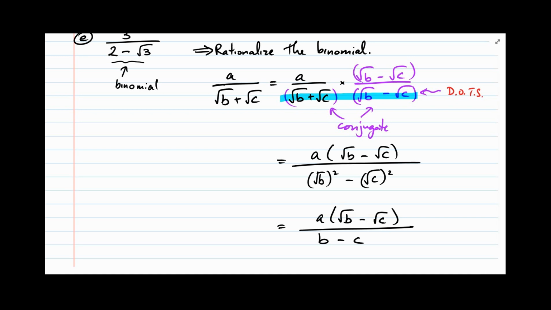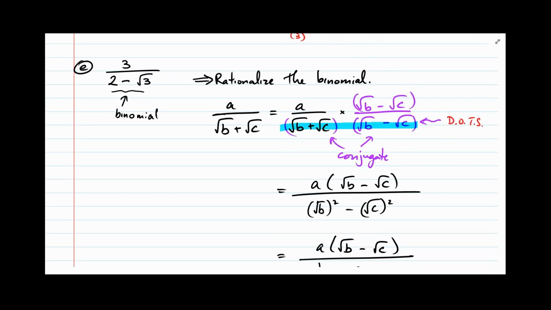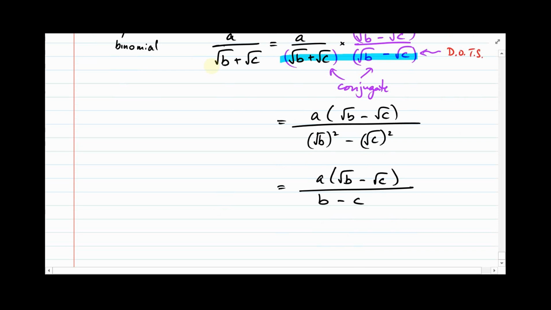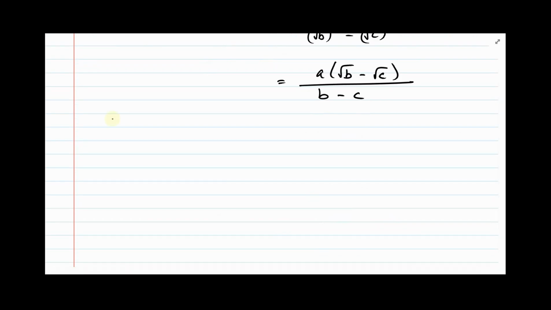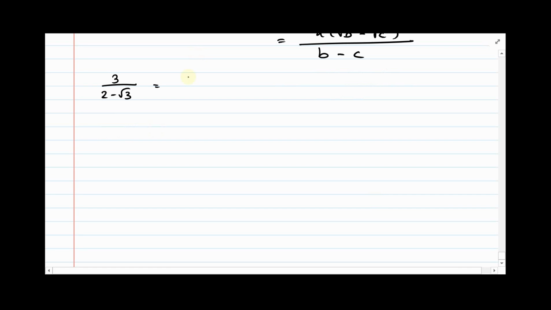Right, so let's actually look at a question that has one of these things. I gave you one: 3 over 2 minus root 3. We are given this and we want to rationalize it. So we would write the same thing back, and now we look for the conjugate. The conjugate of 2 minus root 3 would be 2 plus root 3. We put that on both the numerator and denominator.